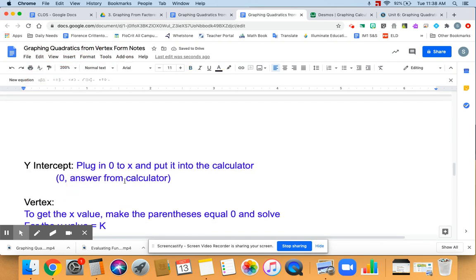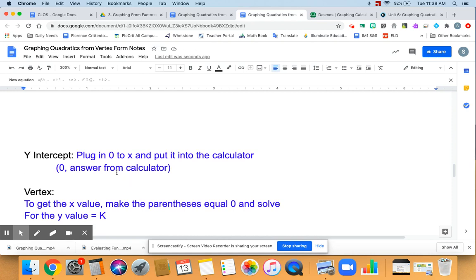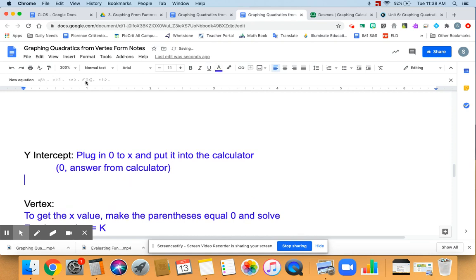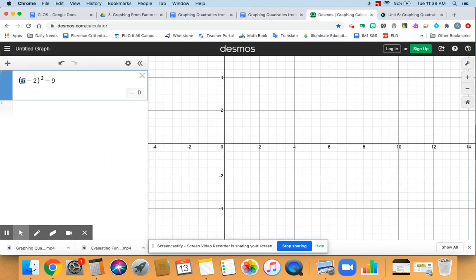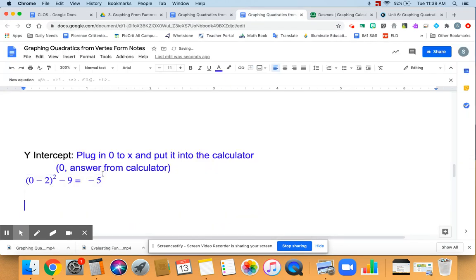Now for the y-intercept, when I take the equation, which is (x - 2)^2 - 9, I'm going to plug 0 into the x. I'm going to put 0 right here. Whatever answer I get out is my y-intercept. So if I put 0 where that x is, the answer is negative 5. So my y-intercept is going to be, when I plug in 0, I get out negative 5.